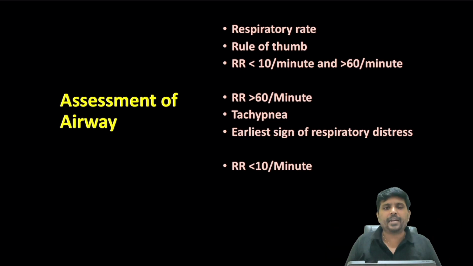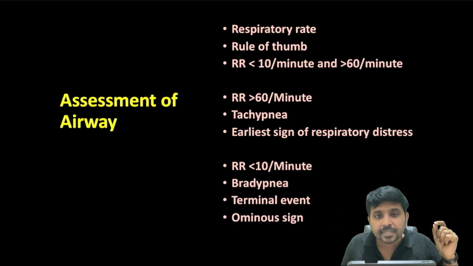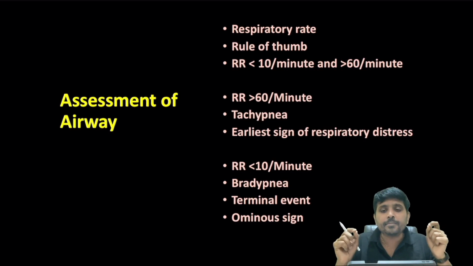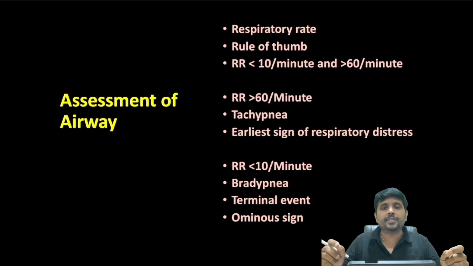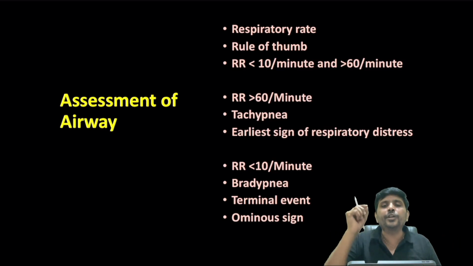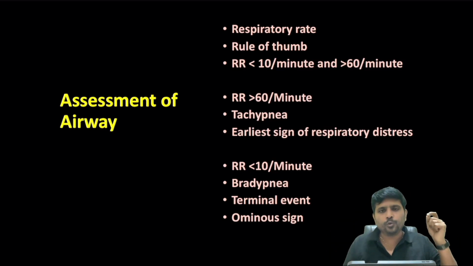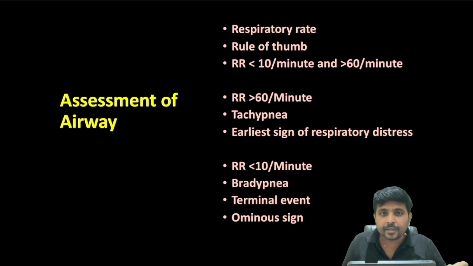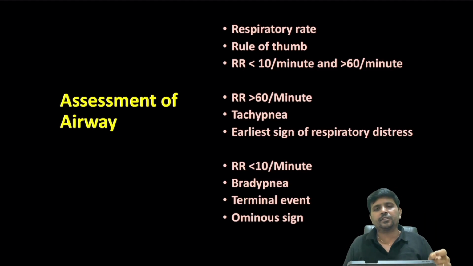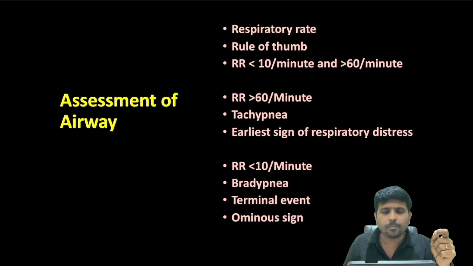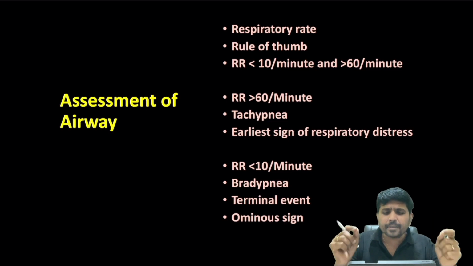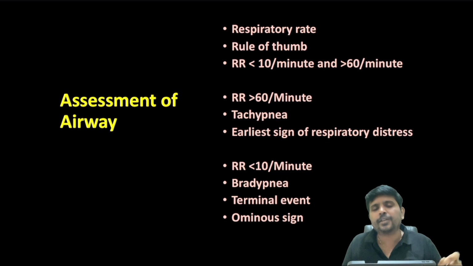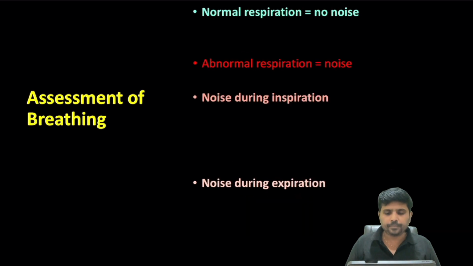And what is bradypnea? Bradypnea means less than 10 per minute. Remember, bradypnea is a terminal event. It is an ominous sign. It means that you need to intubate the child. So the rule of thumb is less than 10 or more than 60. Tachypnea is the earliest sign of respiratory distress, whereas bradypnea is the terminal event. The child is going to die, and so it means that you need to intubate the child.